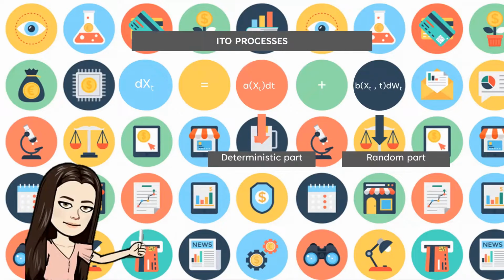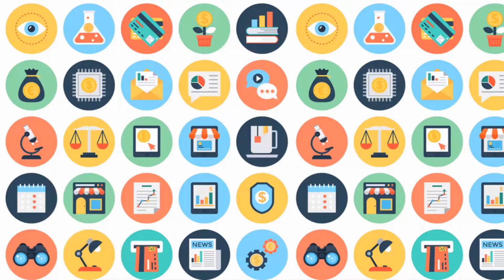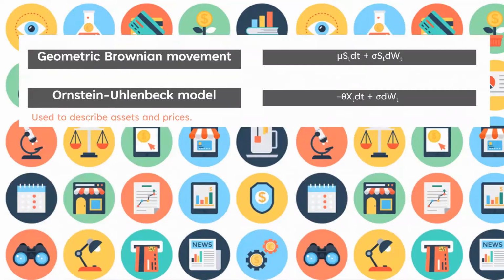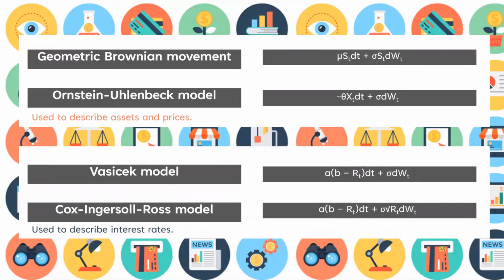We can find several particular cases of stochastic processes depending on the functions a and b. In this video, we will focus on understanding the usefulness of 4 cases to describe and forecast price series and interest rate series. First, we have the geometric Brownian movement, then the Ornstein-Uhlenbeck model, then the Vasicek model, and finally the Cox-Ingersoll-Ross model. The first 2 are used to describe assets and prices, and the last 2 are used to describe interest rates.